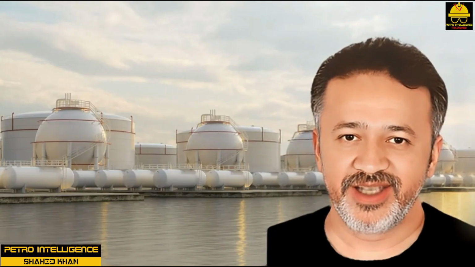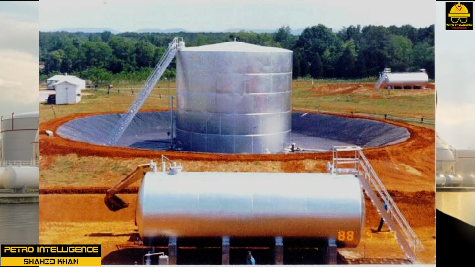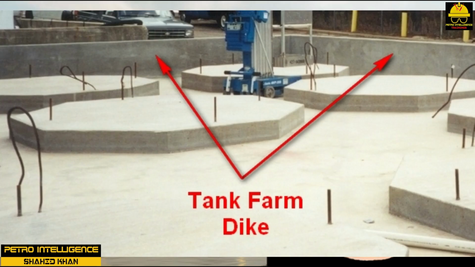Traditional and modern diking techniques. A dike is best described as a containment wall or ditch that extends around a tank to prevent product loss. A variety of safety designs have been proposed. Examples of these can be found in the picture. Dikes are composed of earth, concrete, or metal. Firewalls and trenches are also used in diking designs.